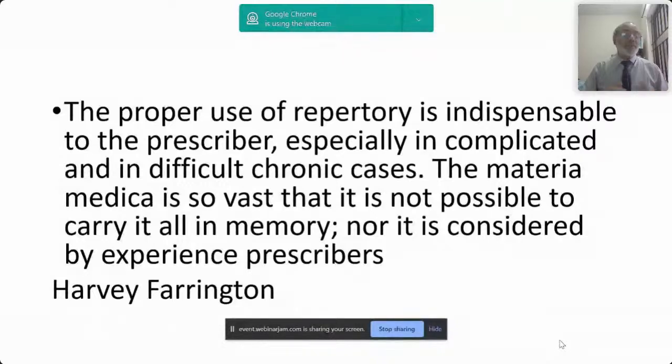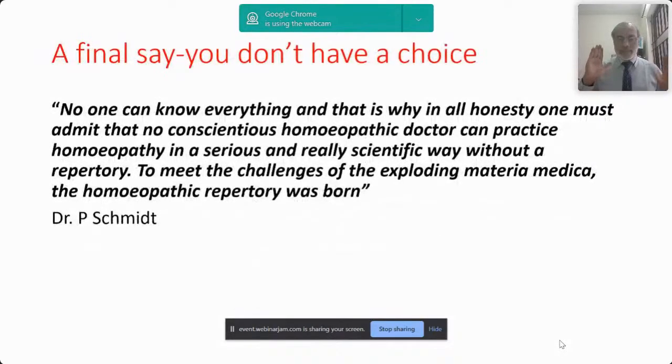Here also he is telling where it is indicated, where not indicated. The materia medica is so vast that it is not possible to carry it all in memory, nor is it considered possible by an experienced prescriber. So repertory is a must. It is the final say, you do not have a choice other than following the right path.